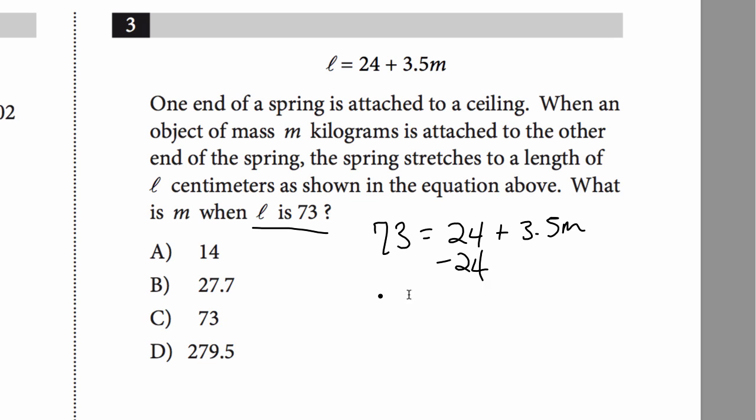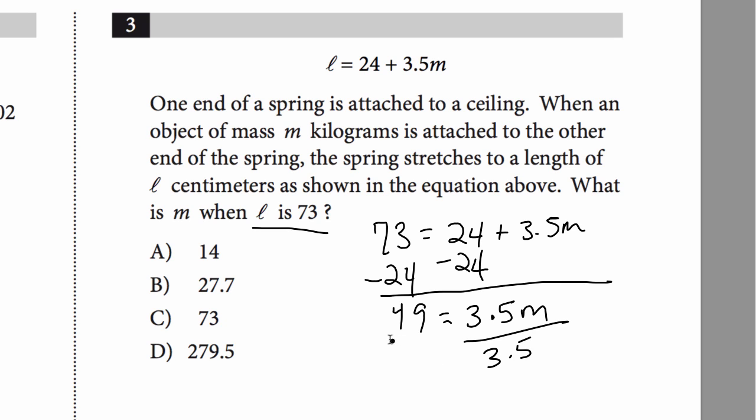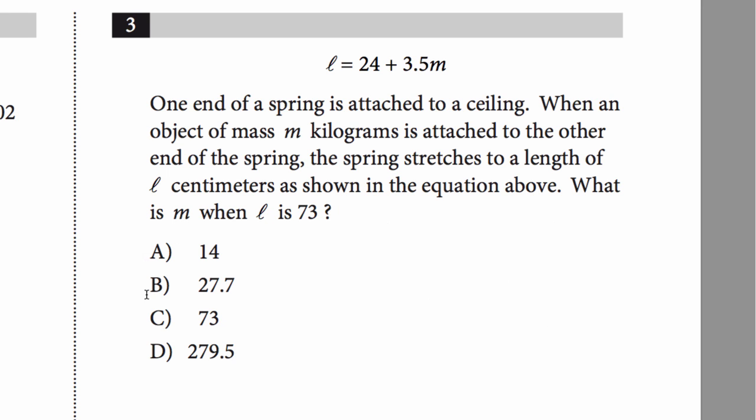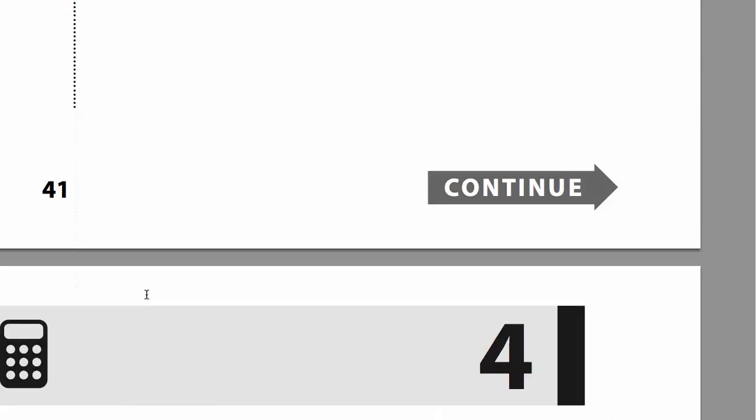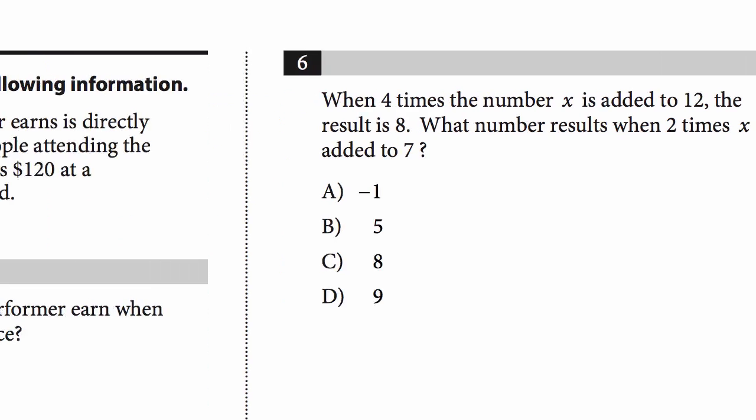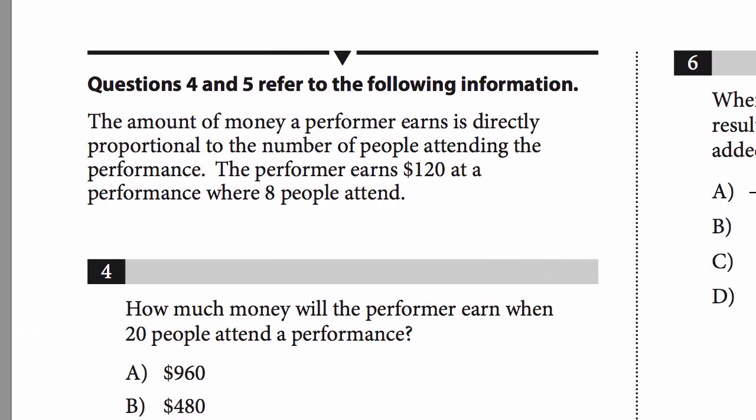Well, minus the 24, so we've got 49 equals 3.5 m. Divide by 3.5, divide by 3.5. And you can just punch it into your calculator real quick if you got it. 49 divided by 3.5 gives you 14. All right, m equals 14. Move on. You're done. All right. Where's number 4 here? Let's go find number 4. Sorry, I'm going to have to move this sucker over.